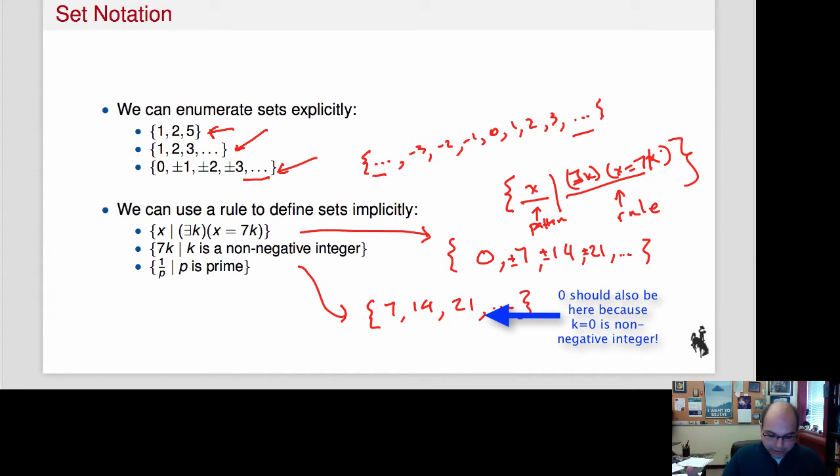So we have a rule that says k is a non-negative integer. That tells us the possible values of k that we'll consider. And for each one of those values, what we want to put in the set is 7k, right?